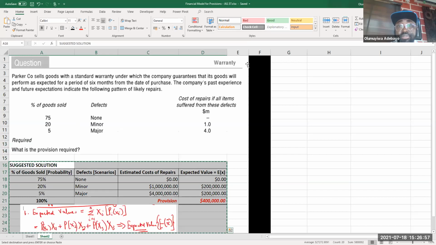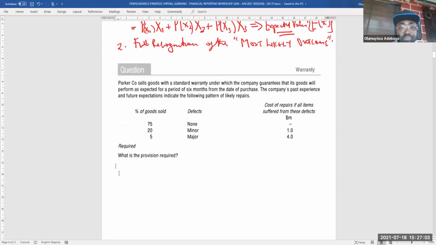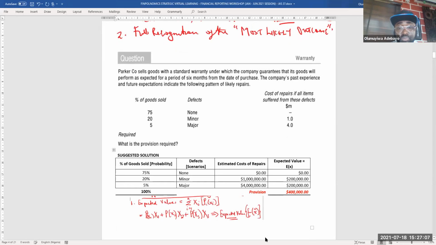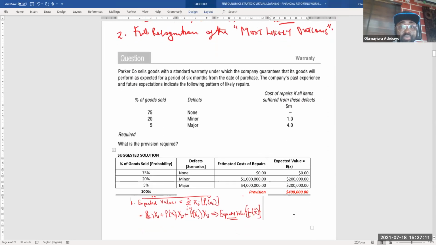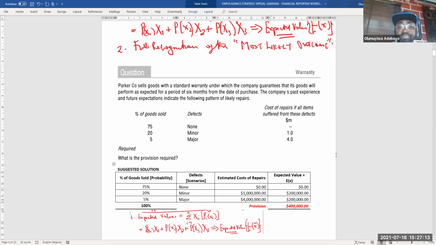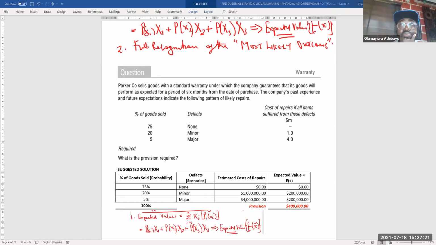Okay, I can copy that and paste it here. Does it make sense now? Yes. Yes, sir. Okay. Any other question?